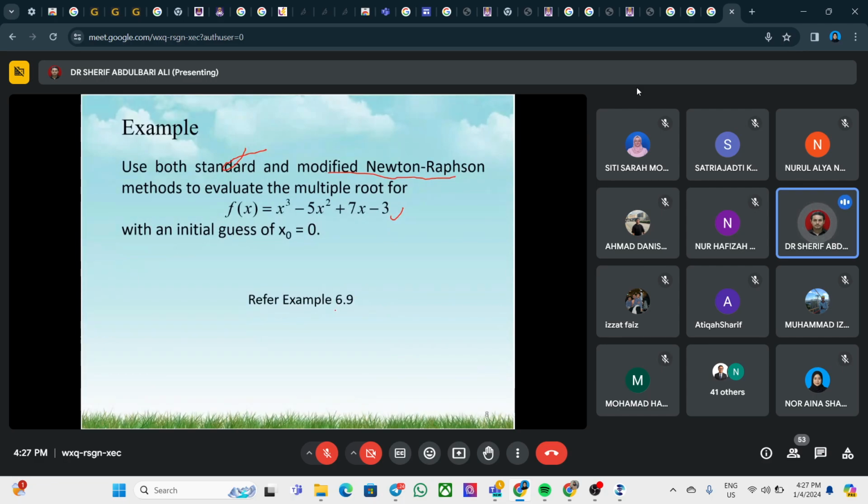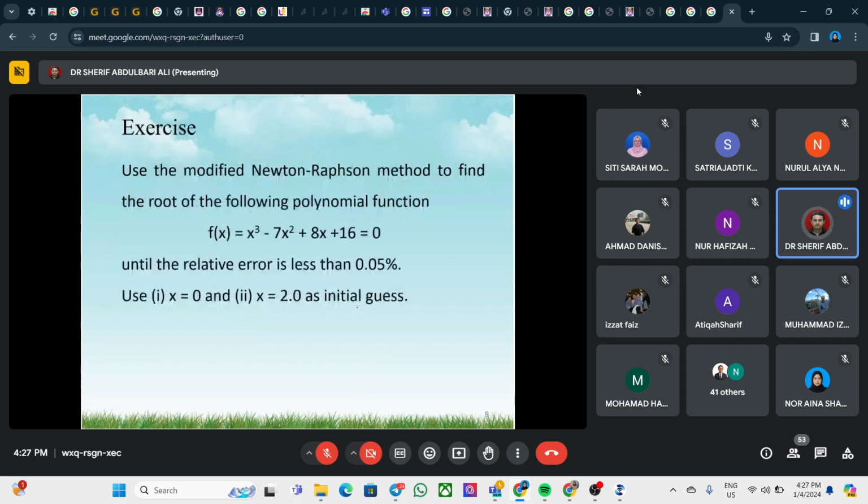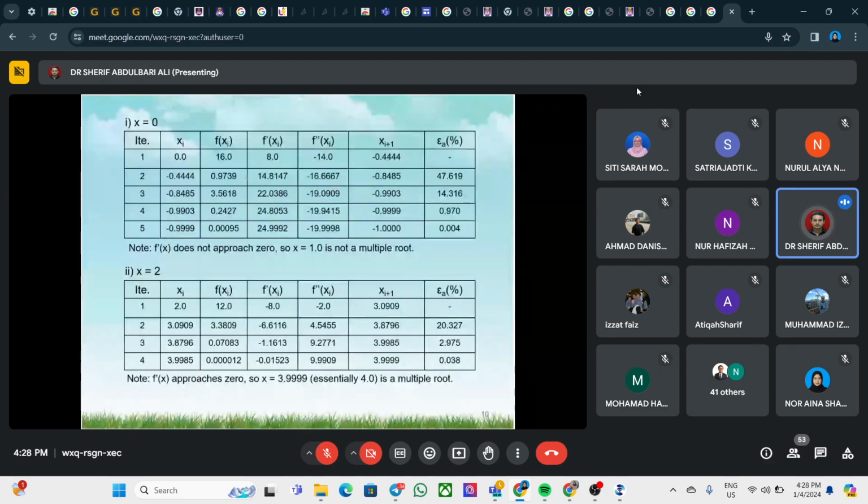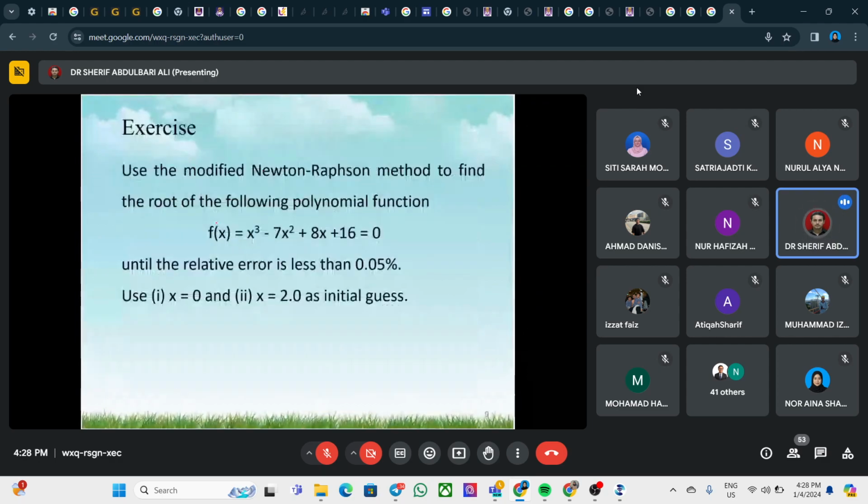Okay, this example, you can also find in the textbook at 6.9. This is the exercise: use the modified Newton-Raphson method to find the root of the following polynomial function until the relative error is less than 0.05. First, you can use the initial value of x equal to 0. You can try this exercise, and the answer is on the next slide. So you can find the answer here, with this polynomial.